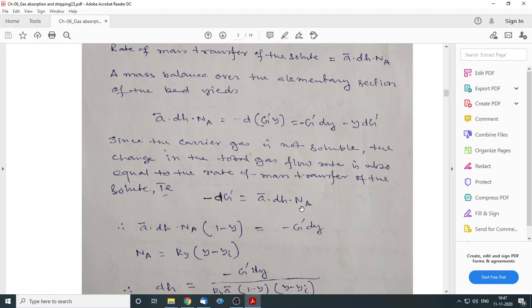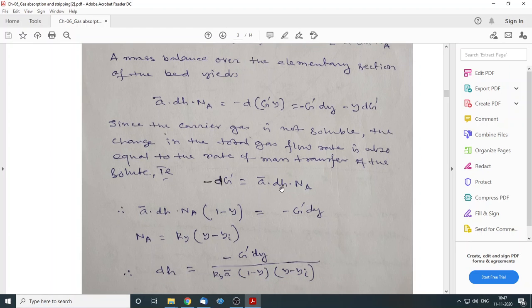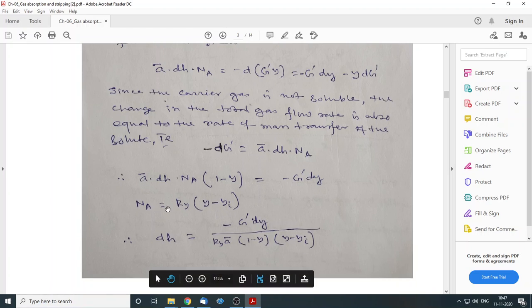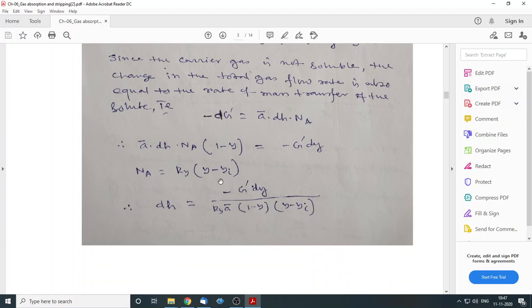So that means minus dG dash is how much mass is decreasing from the gas phase, getting transferred as a dh into NA. If I put this dG dash equal to this and take it into the balance, it will be a dh NA 1 minus y equal to minus G dash dy. Now NA equals ky into y minus yi, that is the thing I know.